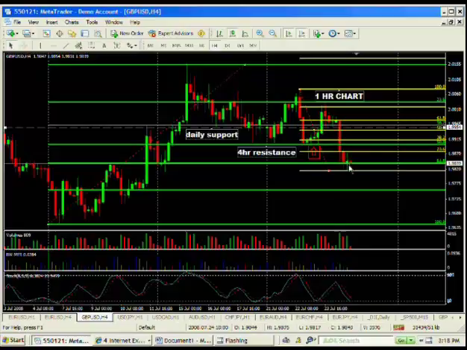Now this is not a buy signal, this is not a go long signal, but it tells you that the market is no longer weak. And if it's no longer weak, then it must be what? Displaying strength.